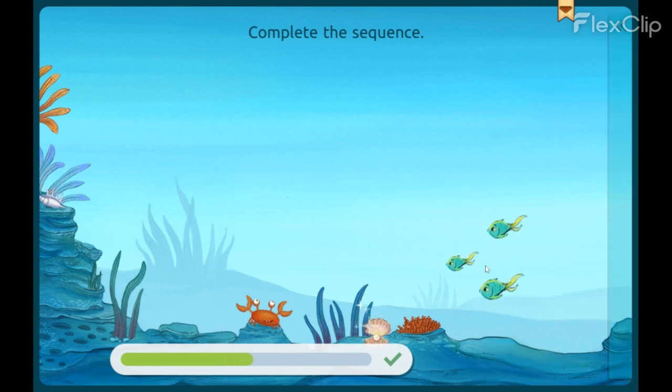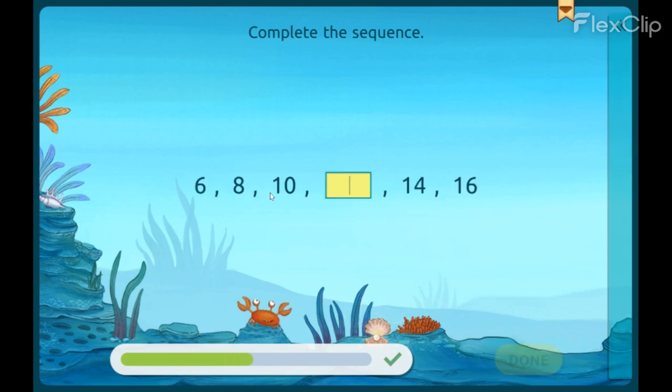And now let's try to make it a little bit faster. 10, question mark, 14, 16. Yes, the numbers are growing, so we are adding. We have to add 2, right? That's correct. 12.